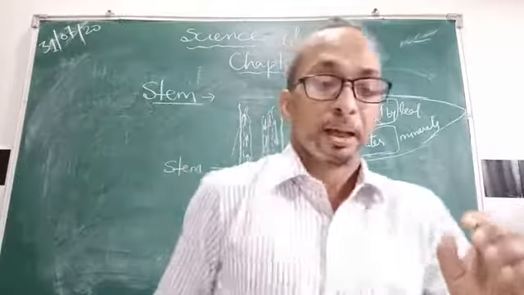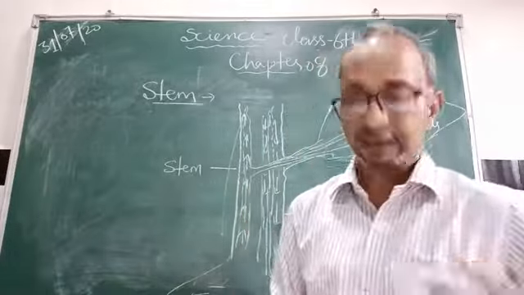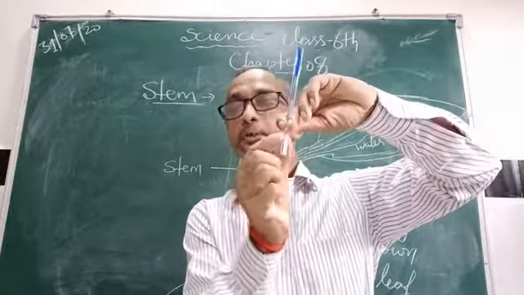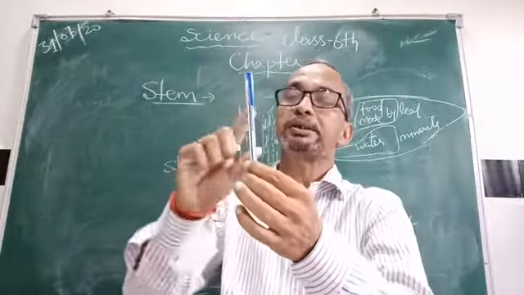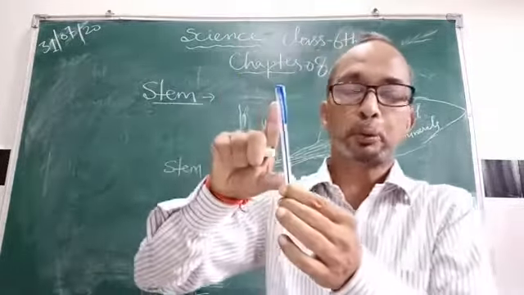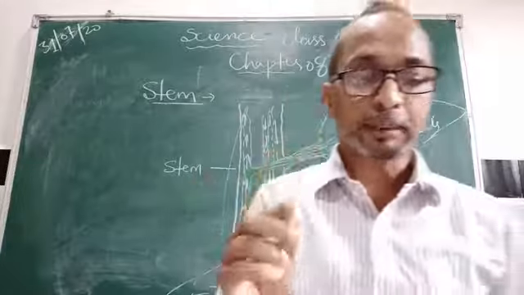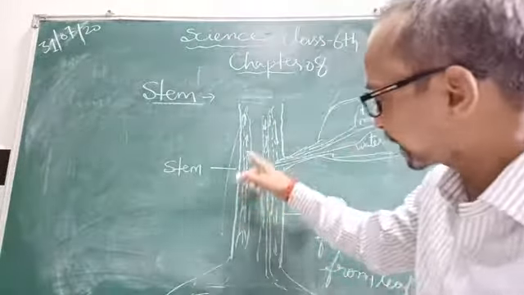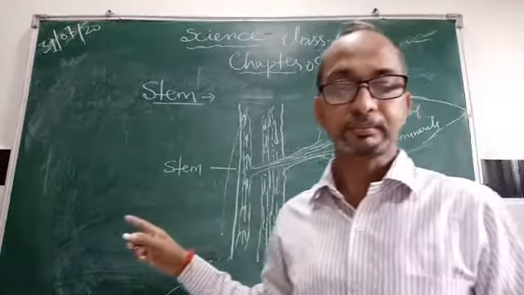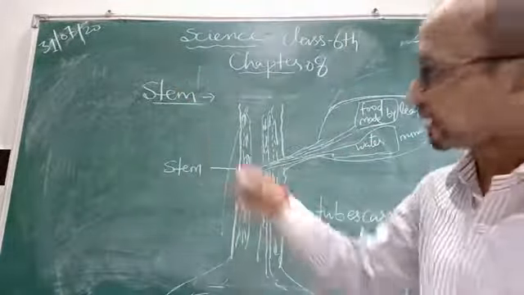First, the stem holds the plant upright. Stems always, suppose it is a tree. So this is the underground part. This is known as the roots, and the above-ground part is called the stem. Stem holds the plant upright, erect. Second function of the stems: the stem of a plant carries water and minerals from the soil, from the roots, to the leaves and other parts of the plants.